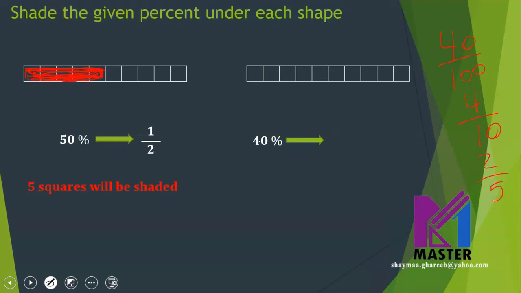I have here how many parts in total? I have 10 parts in total. So I can shade 4 parts out of 10 parts, or I can shade 2 parts from each 5. So let's do it as 4 out of 10. So in total, I'm going to shade 4 squares, or I can count 1, 2, 3, 4, 5. So from this 5, I'm going to shade 2. And from the other 5, I'm going to shade 2 more. So in total, I have 4 squares shaded.